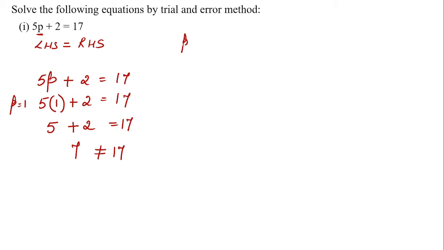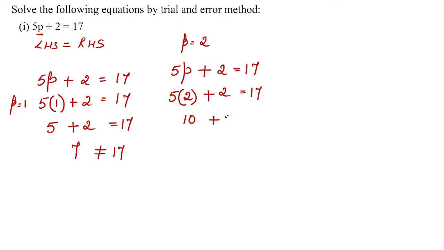Let us now assume p is equal to 2. So 5p plus 2 is equal to 17 is the given equation. 5 into the value of p, now we are taking is 2, plus 2 is equal to 17. 5 into 2 is 10, plus 2. 10 plus 2 is 12, which is not equal to 17. As such, p is equal to 2 does not hold good.